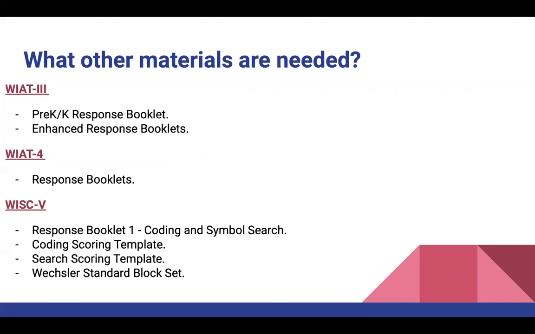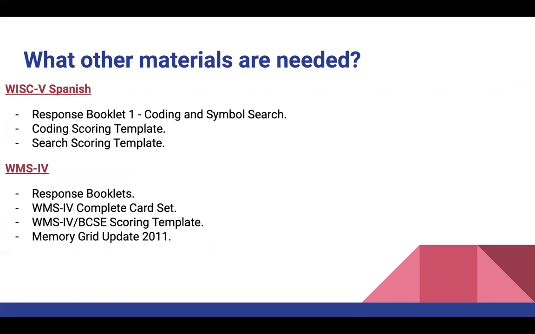For the WIAT, you would need the response booklets for both of the editions. For the WISC, you would need the response booklets. You need the coding and symbol search template, as well as a standard block set. For the WISC Spanish, you would need the same materials. And then for the WMS, you would need the response booklets, the complete card set, the scoring template, as well as the memory grid.